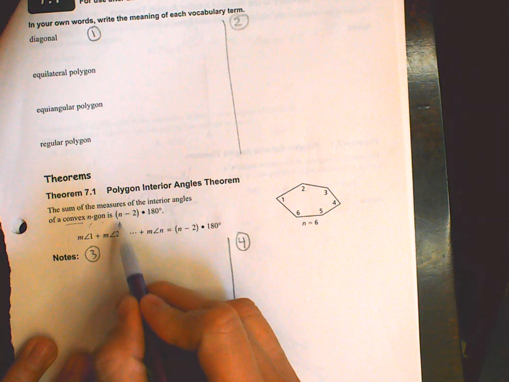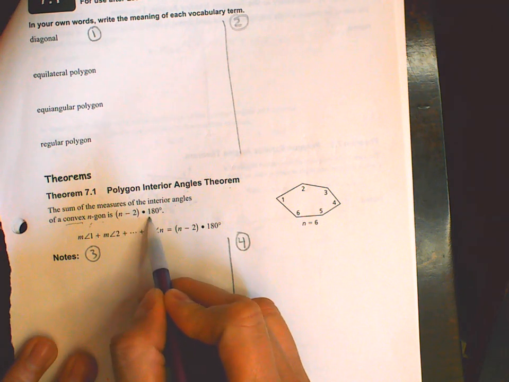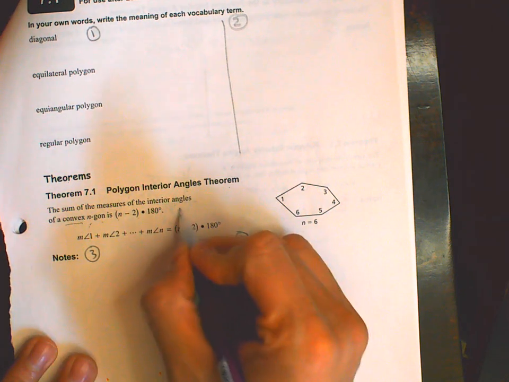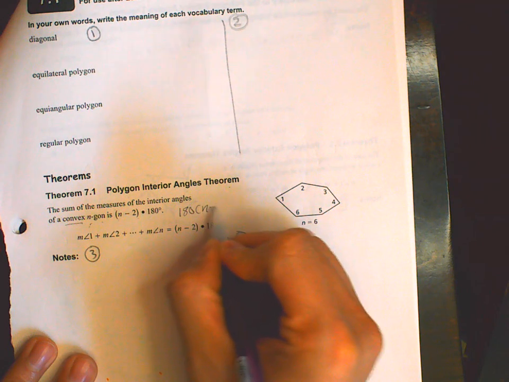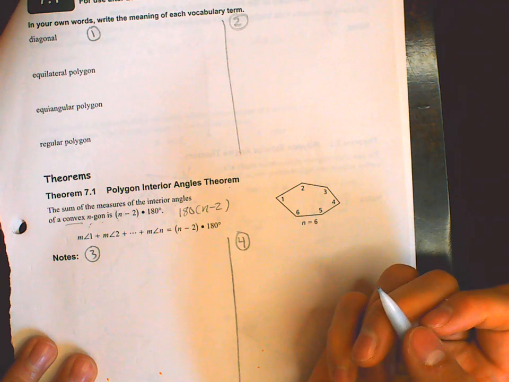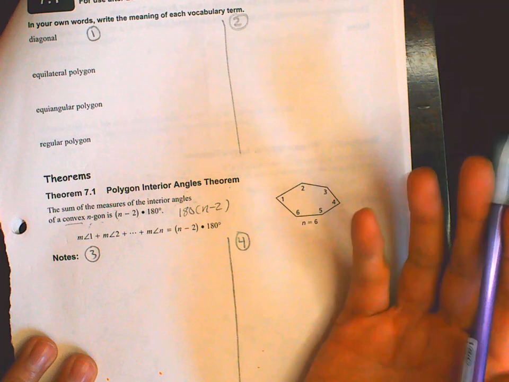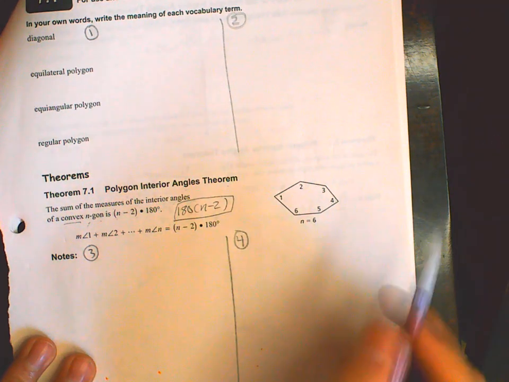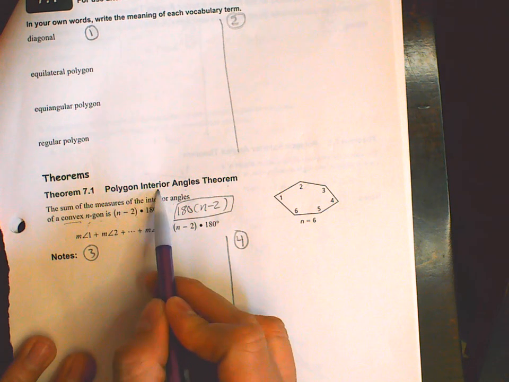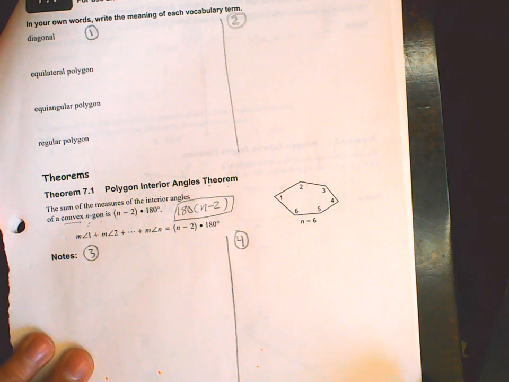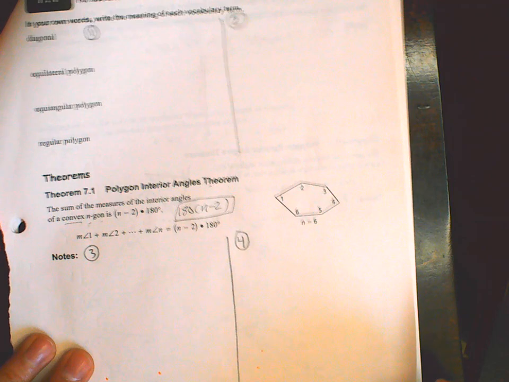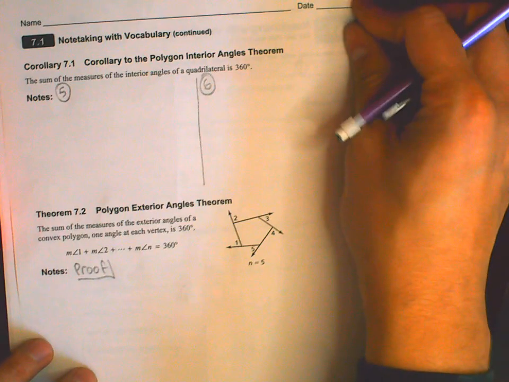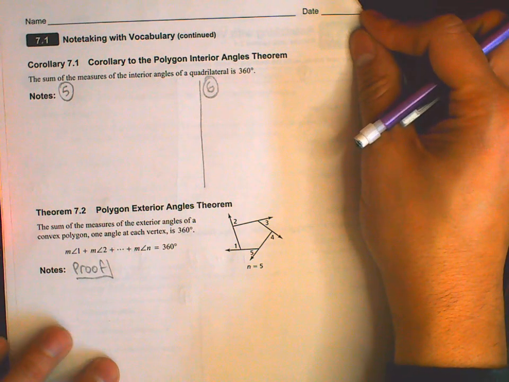Now, they like using n minus 2 times 180. I like doing 180 times n minus 2. It's the same exact thing. It's just a matter of personal choice. I like this instead. Okay, so that's called the polygon interior angle theorem. So let's turn to page 198 in your journal. And let's take a look at two things, the corollary and the next theorem.